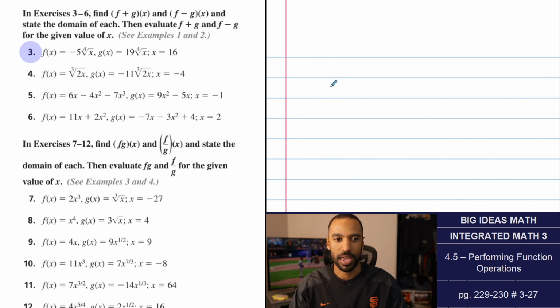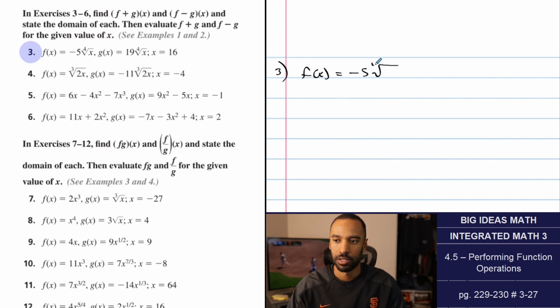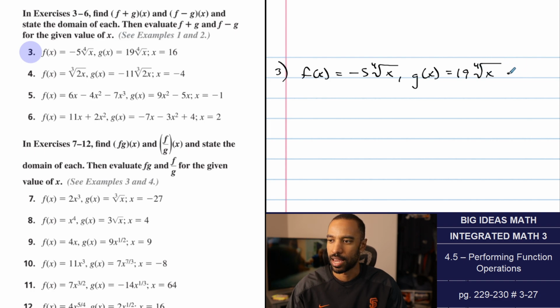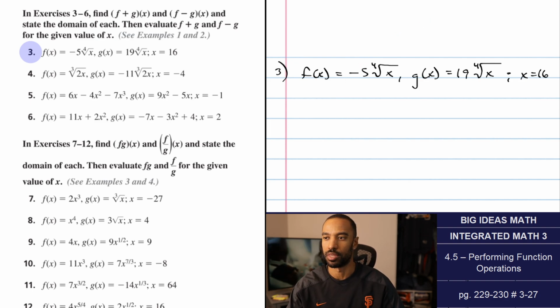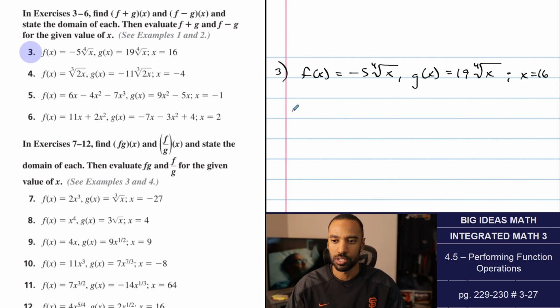Then you evaluate f plus g and f minus g for the given value of x. So on number 3, we have an f of x of negative 5 times the 4th root of x. G of x equals 19 times the 4th root of x. And then x equals 16 will be the ultimate substitution after we do both of these things. So let's start. I'll just do these in blue, I suppose.